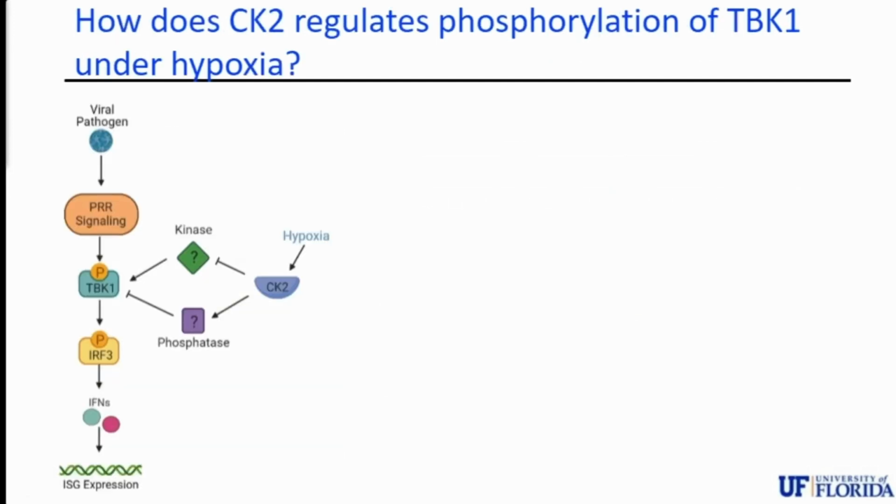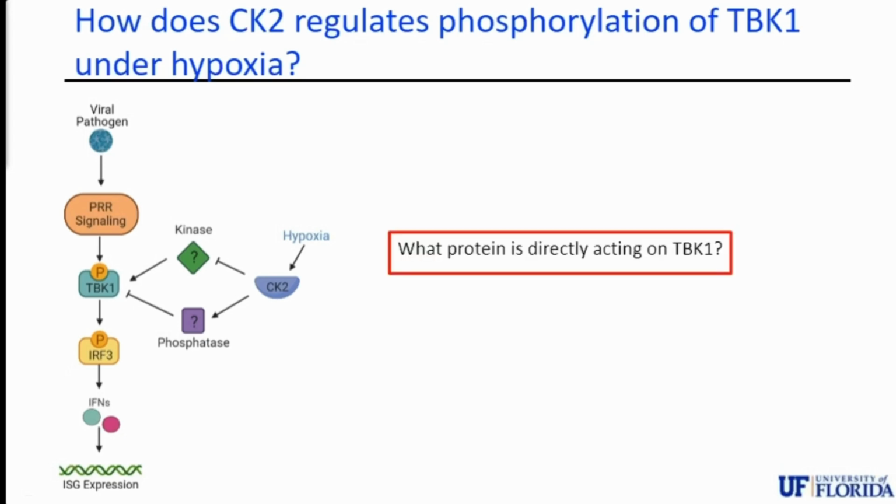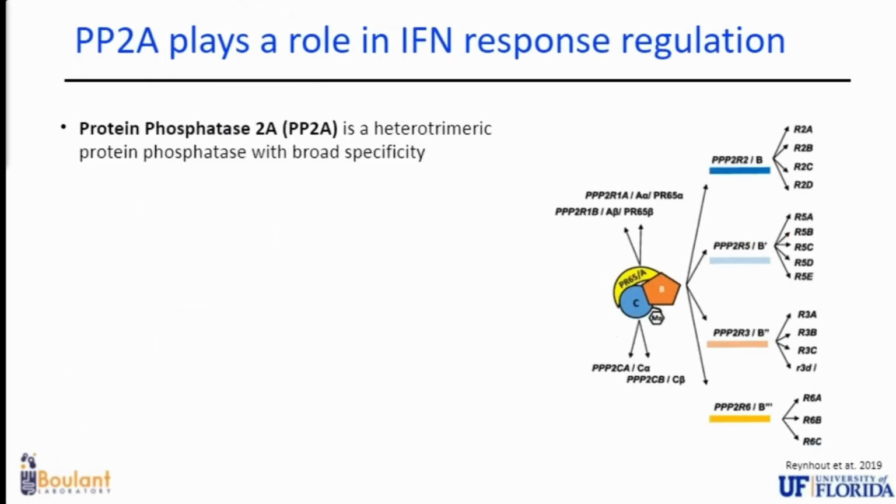But the problem here is that CK2 is a kinase, which means it needs to either activate or inhibit the kinase that is responsible for phosphorylating TBK1, or CK2 needs to activate a phosphatase that will remove the phospho group from TBK1 and deactivate this protein. So here again, we were hunting for a protein that might also be regulated by hypoxia. To make a long story short, we ended up working on a protein called PP2A, or protein phosphatase 2A. It's a heterotrimeric protein phosphatase that has a very broad specificity.